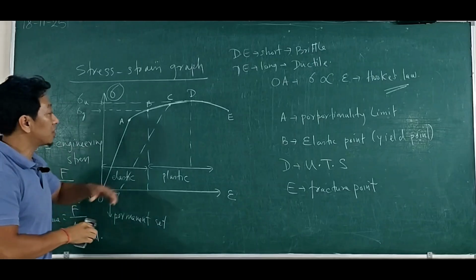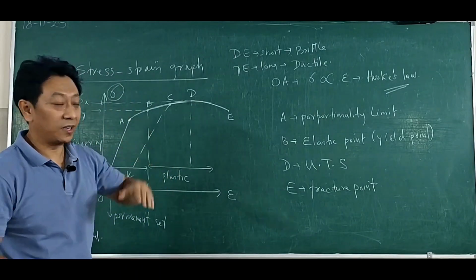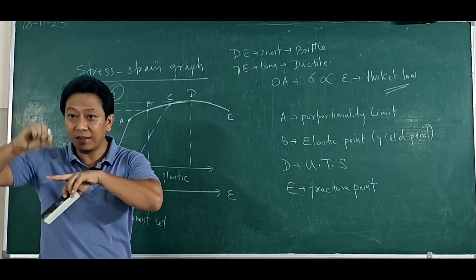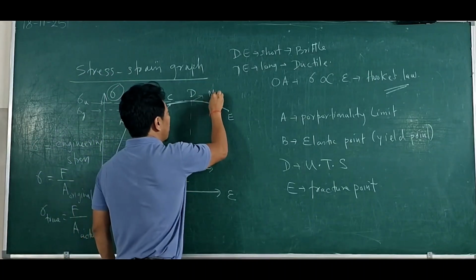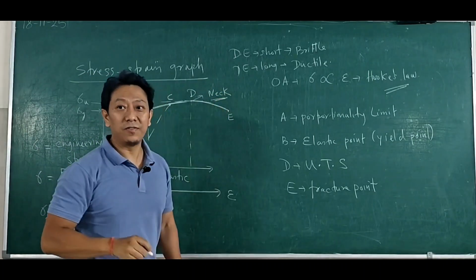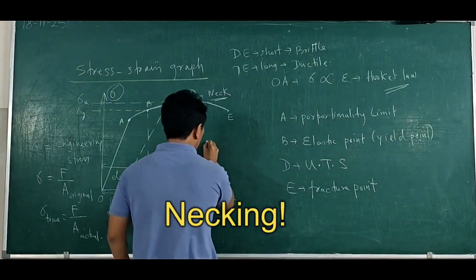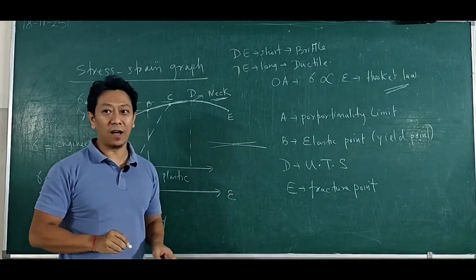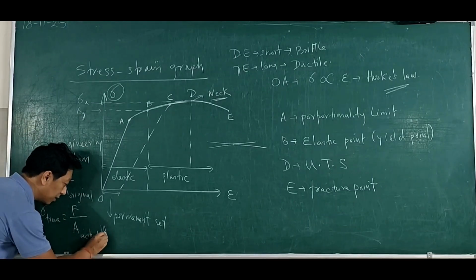And when you cross this point D, the maximum stress point, at some points the wire becomes so thin that a neck is formed. What is formed? Neck. In physics or engineering, they call it necking. That means the wire looks something like this. So this area, the true area, becomes exceedingly small.